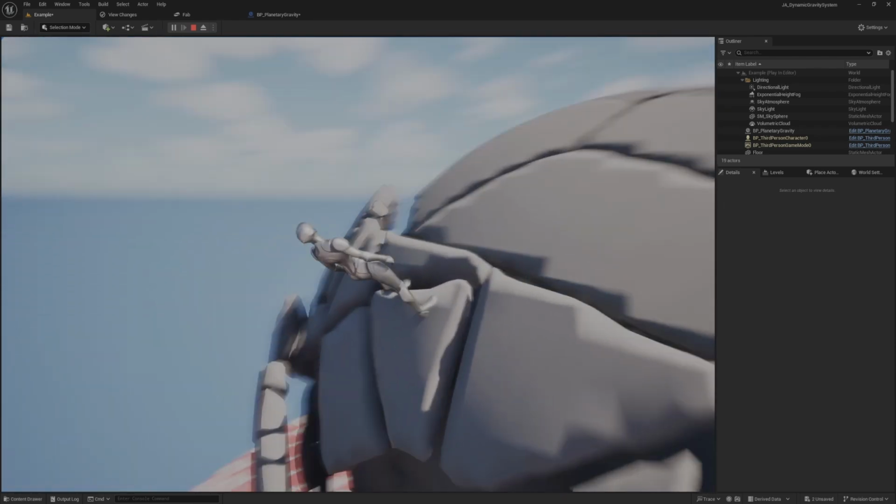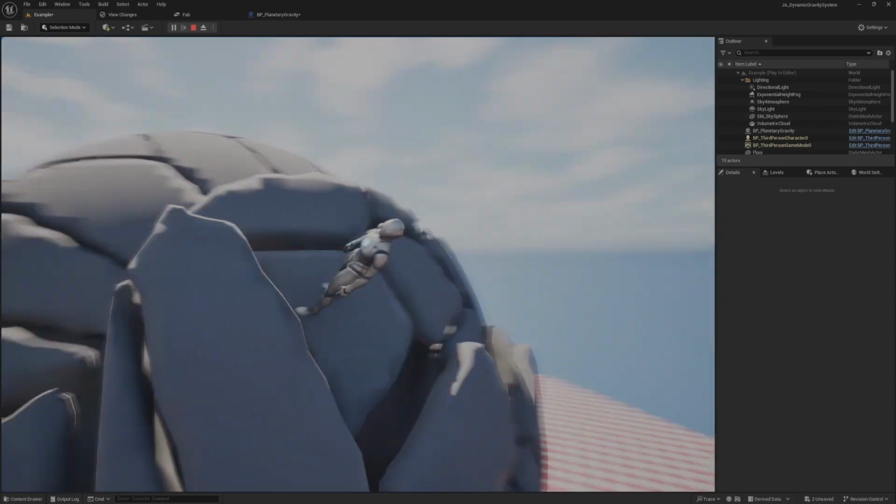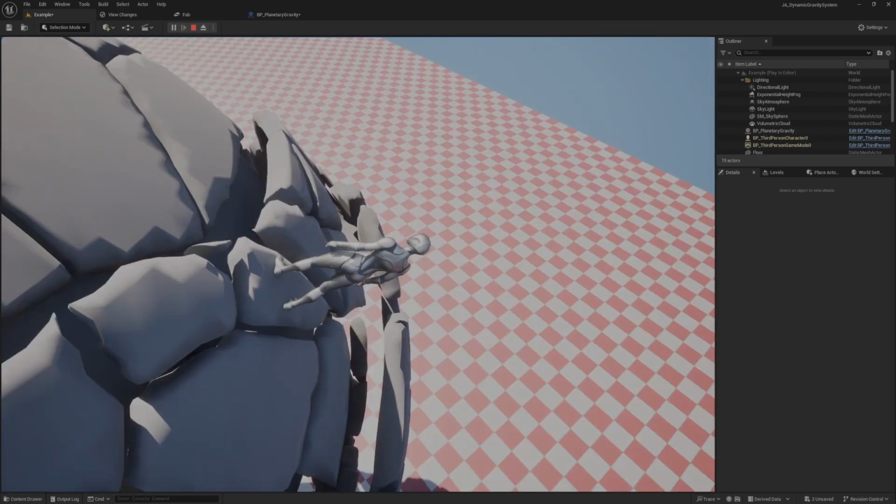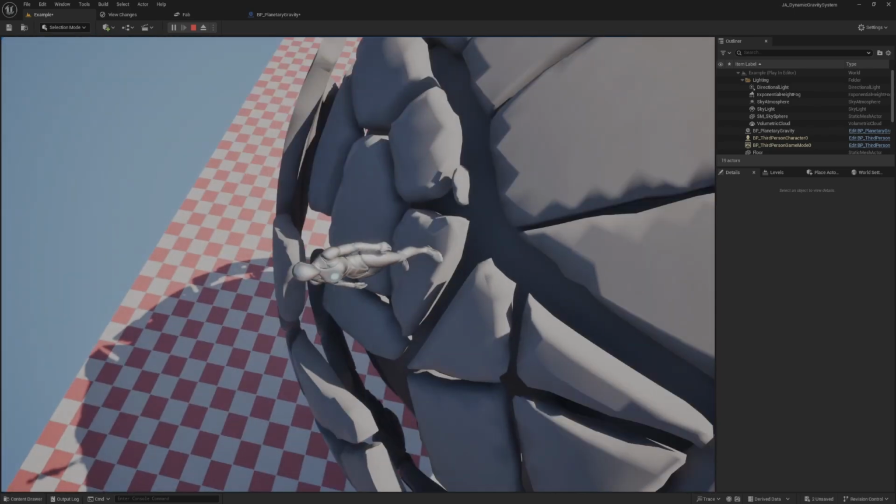And that's it for our tour of Dynamic Gravity System. I hope you enjoyed seeing how it works and the possibilities it opens up inside Unreal Engine.